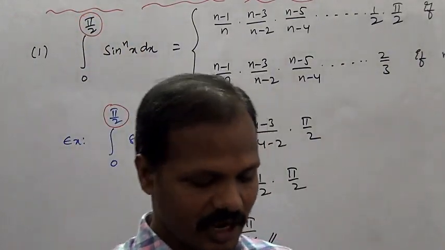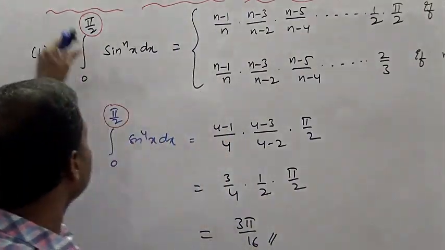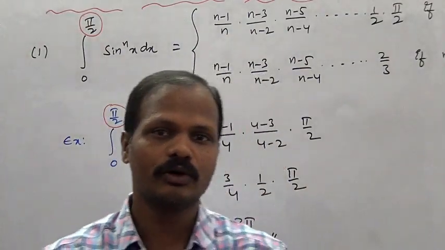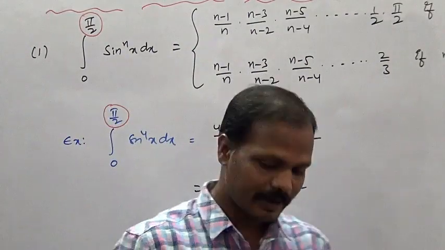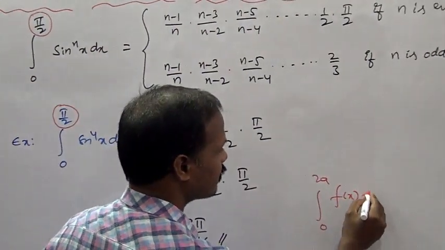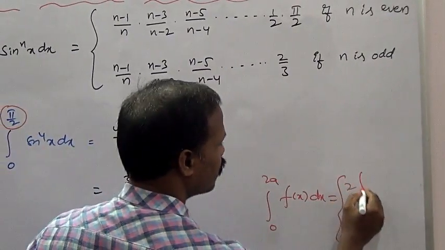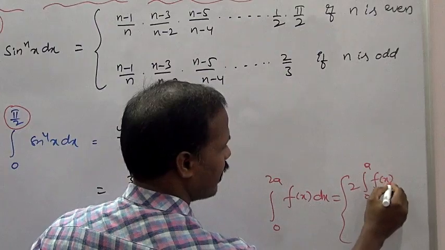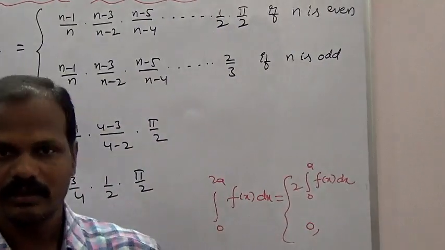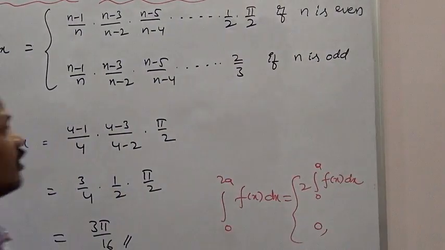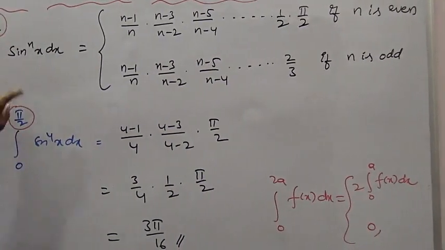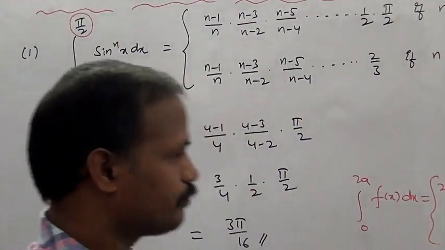If it is not from 0 to pi by 2, suppose it is 0 to pi, then you have to convert this into integral 0 to pi by 2 by using the property: integral 0 to 2a f of x dx equals 2 into integral 0 to a f of x dx if f of 2a minus x equals f of x, otherwise 0. By using this property, you have to convert the given problem into integral 0 to pi by 2. You must be careful about the limits.